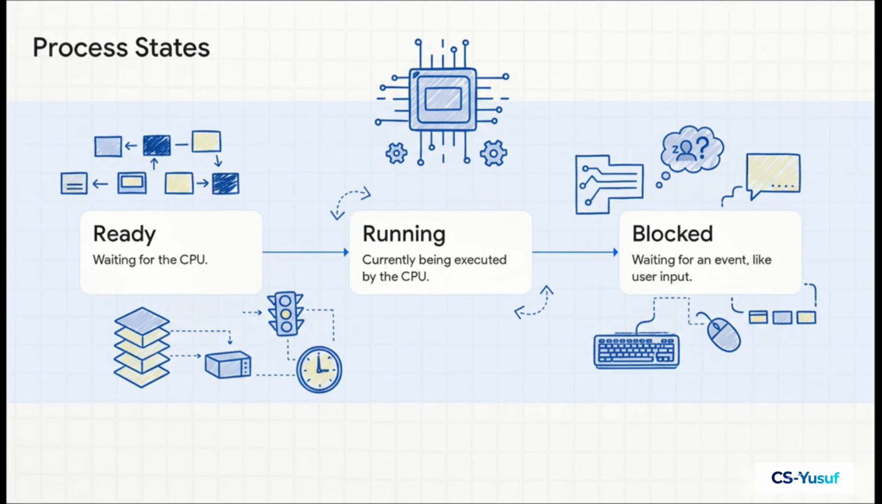And a process isn't just static. It's constantly changing its state. It can be in the ready state. Basically, it's in line, waiting for its turn on the CPU. Then boom, it gets its chance and moves to running, where it's actually being executed. But if it needs to wait for something, say for you to type something or for a file to download, it goes into a blocked state. And that's super important, because that frees up the CPU to go work on something else.